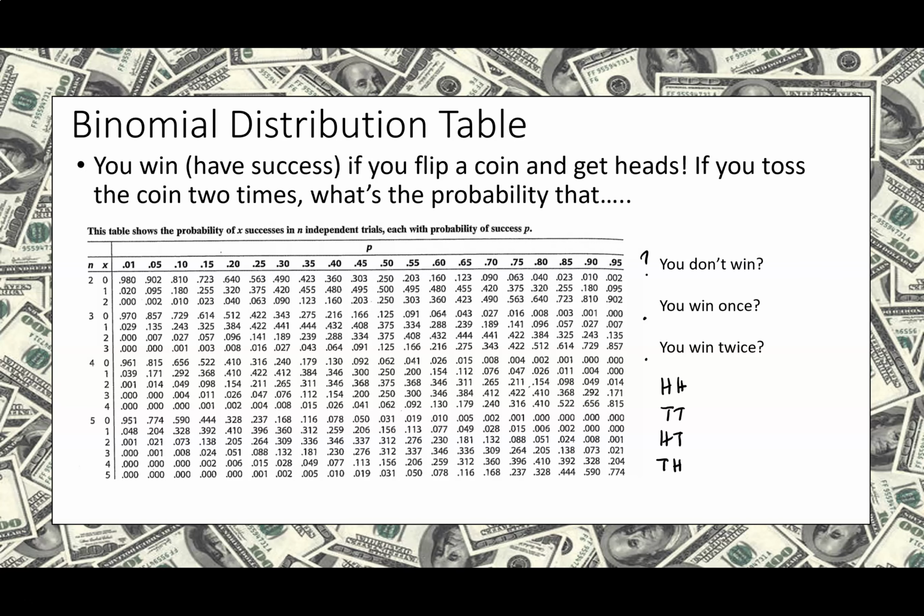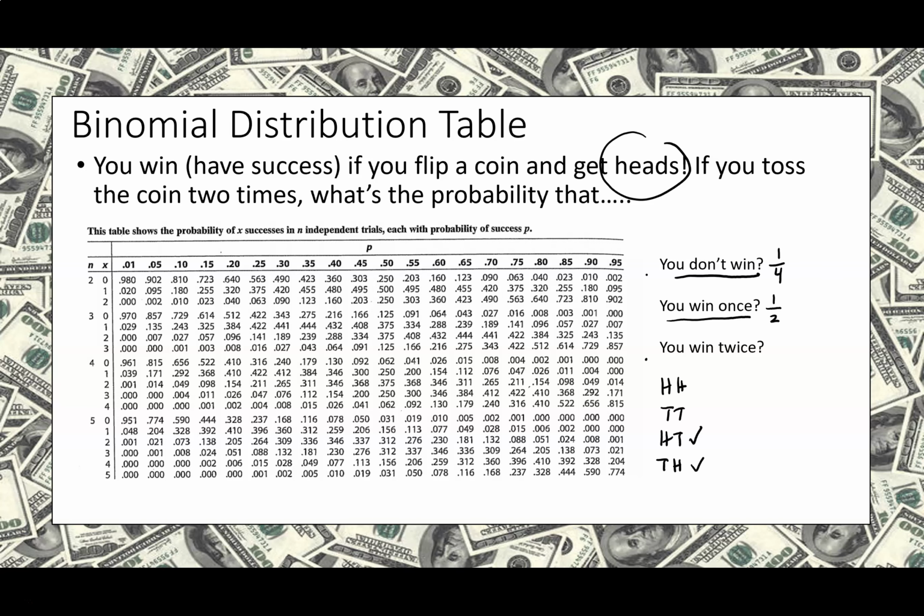And again, remember, you win if you flip a heads. Okay, so what's the probability you don't win? Well, the only case where that happens is tails, tails. So that's 1 out of 4. What's the probability that you win once? Well, there's heads, tails, and tails, heads. There's actually 2 options that you could do that out of 4, and that's going to reduce to 1/2.